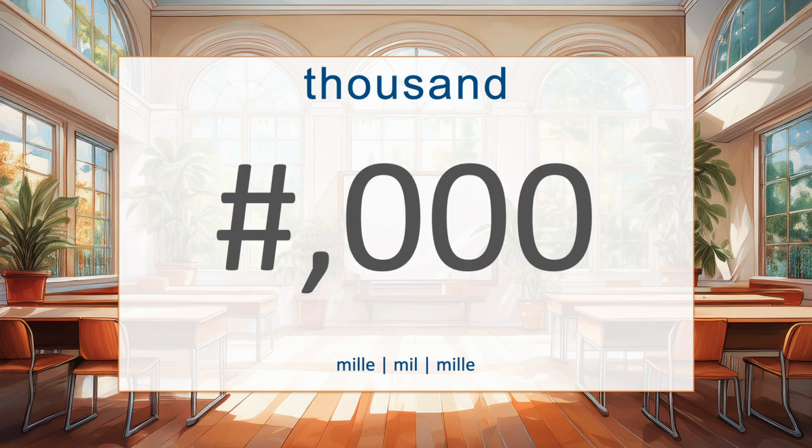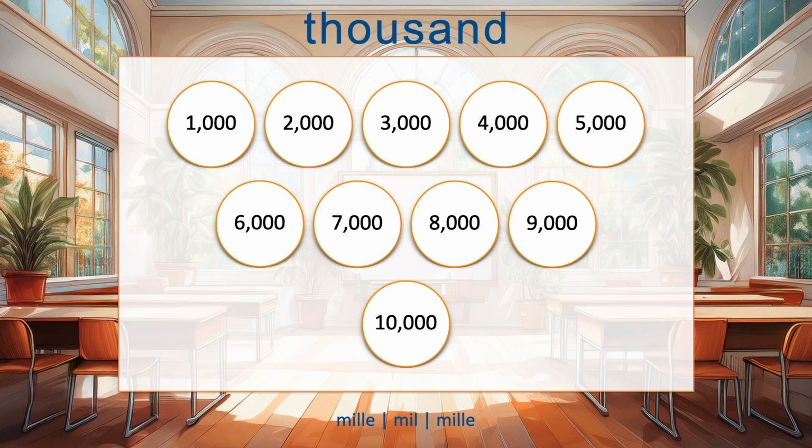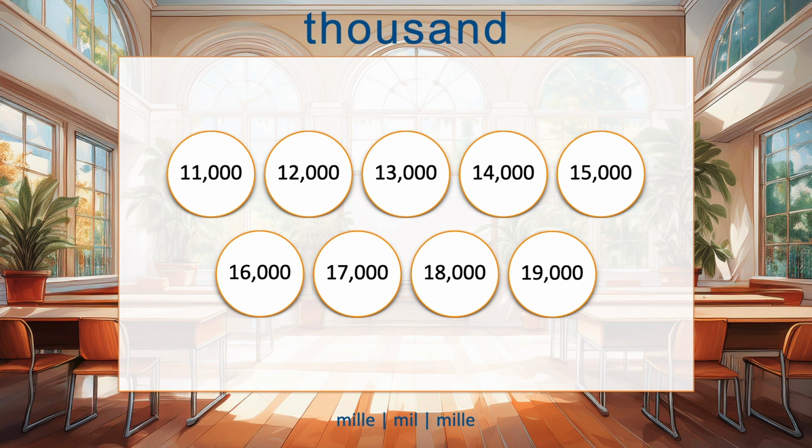Now let's count in groups of thousands. 1,000, 2,000, 3,000, 4,000, 5,000, 6,000, 7,000, 8,000, 9,000, 10,000, 11,000, 12,000, 13,000, 14,000, 15,000, 16,000, 17,000, 18,000, 19,000.